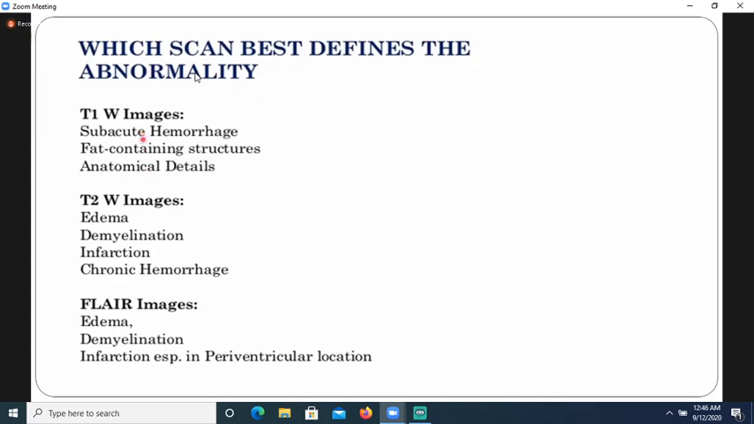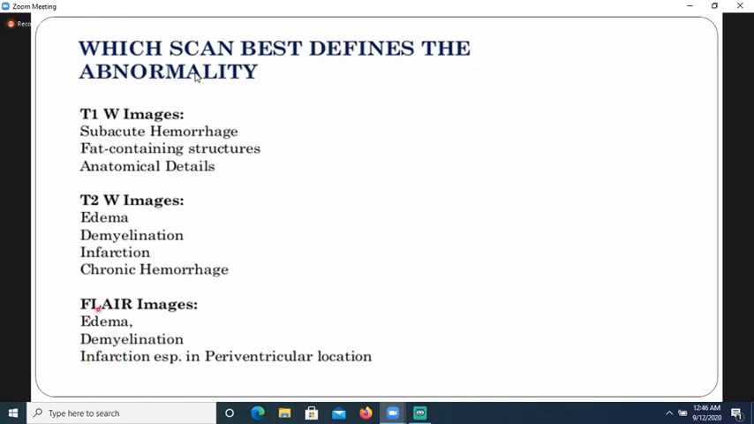These are best described by T1 weighted images. While the T2 weighted images show edema, demyelination, infarction, or a chronic hemorrhage. These are best described by the T2 weighted image.